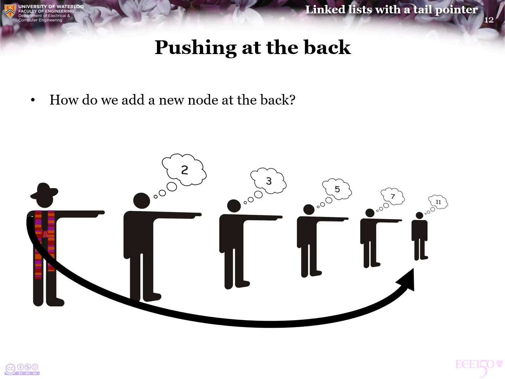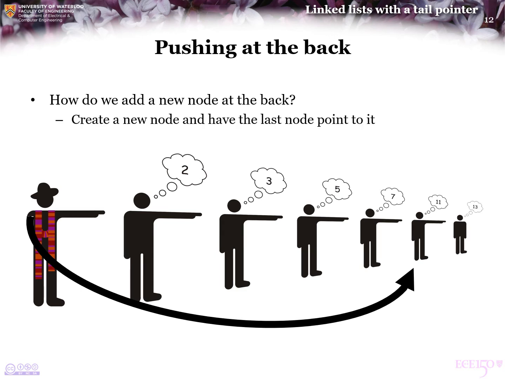So how do we add a new node at the back of this linked list? Currently, the last node in this linked list is pointing to null pointer. If we want to add a new node at the back of the linked list, we have to update the next pointer of that last node so it stores the address of a new node that we've created and initialized.